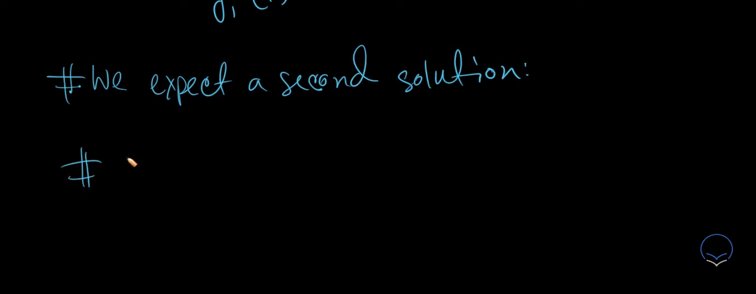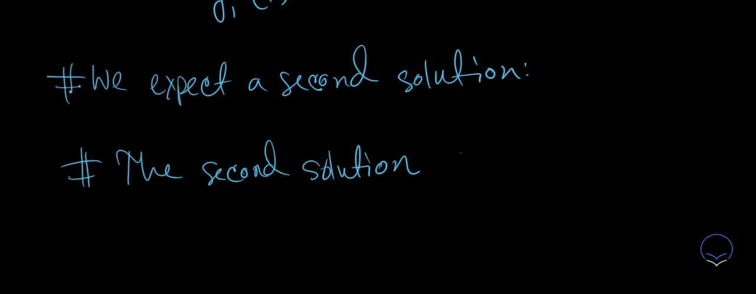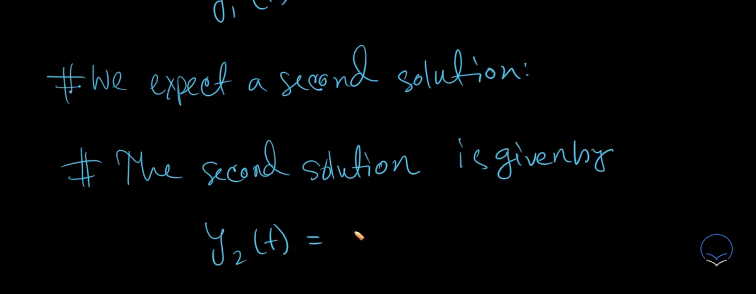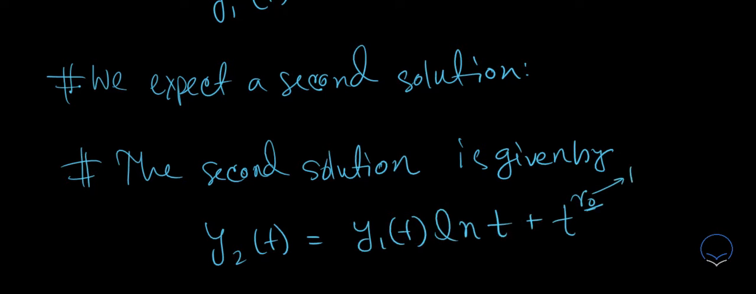That is, the second solution is given by y2 of t equals y1 of t ln of t plus t to the power r0, where r0 is the repeated root. For our case this is 0, but we'll construct that special case later, and this is the general case because this is a theorem.